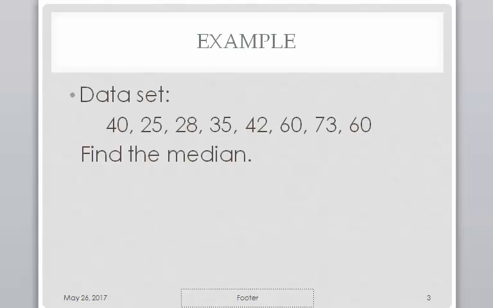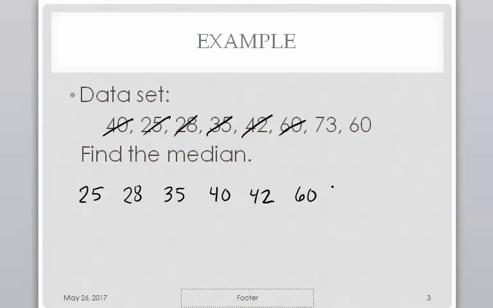Next, we'll calculate the median for the same data set. Remember that in order to calculate the median, you need to have your numbers in order from smallest to largest. So let's do that first. Our smallest value is 25. Then we have 28. Then we have 35, 40, 42, 60, 60, and 73.